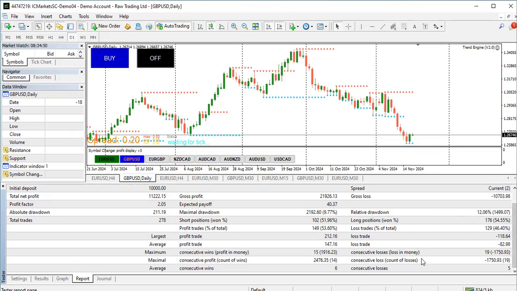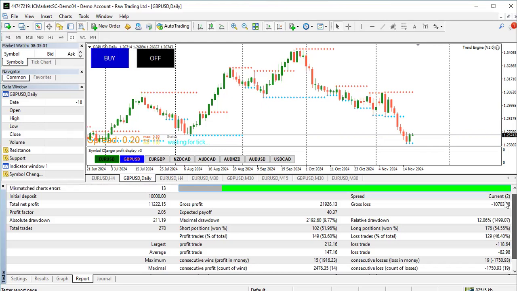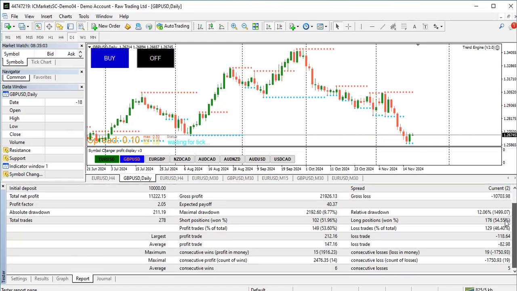Now, consecutive losses, this one actually had 19, right? But you could still see it still didn't exceed this. Remember, we are risking 0.5%. So of course, you could take your risk down depending on what you are intending to do. Now, consecutive wins was 15.